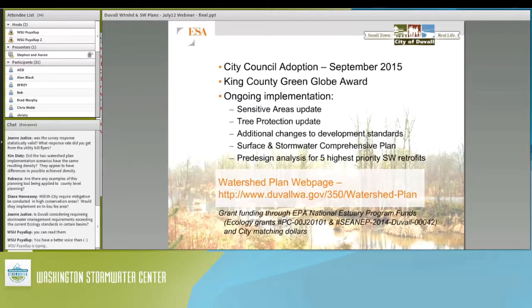The next question is, did the two watershed plan implementation scenarios have the same resulting density? They appear to have differences in possible achieved density.